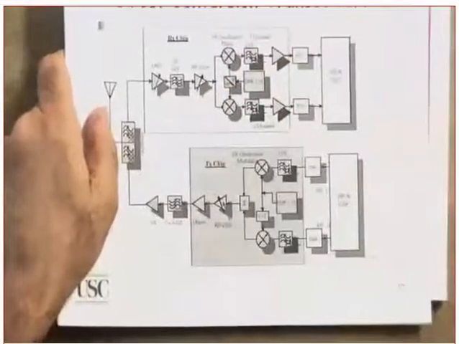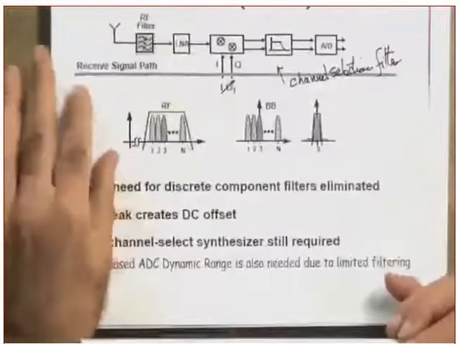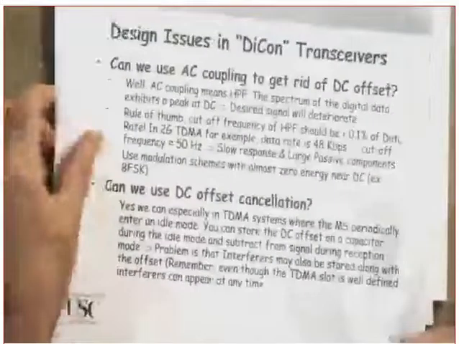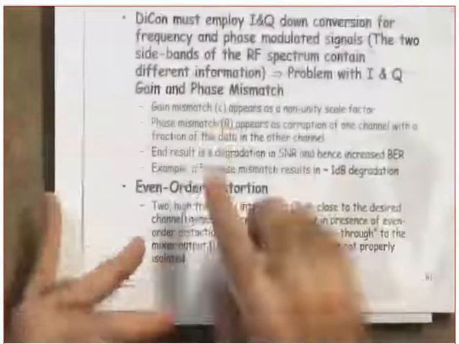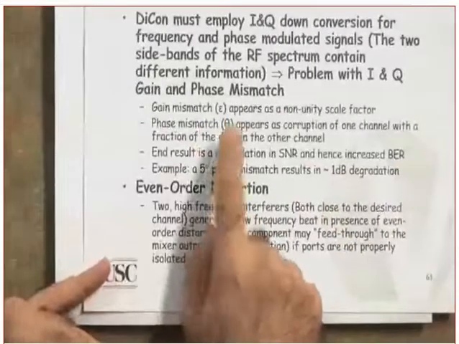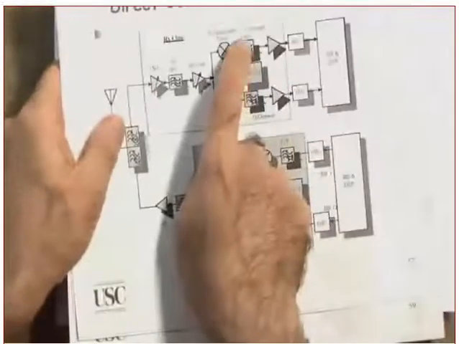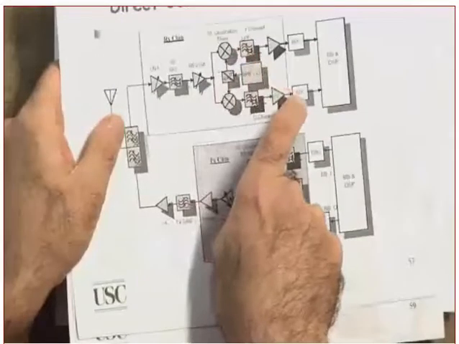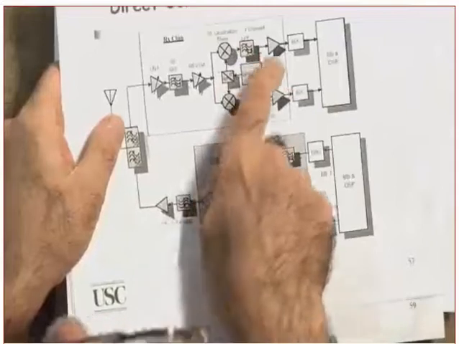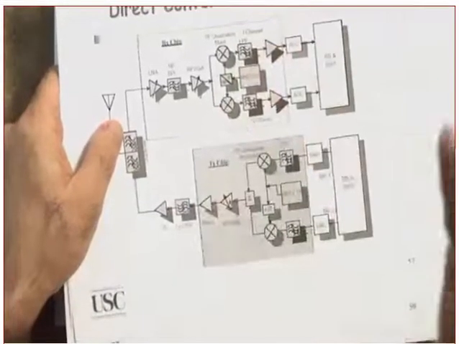Because any amplitude variation or phase variation, let me show you this so that you can understand. Any gain mismatch, epsilon, or phase mismatch results in some of the I channel getting into the Q channel, and the Q channel getting into the I channel. Now you might say, so what is the big deal?